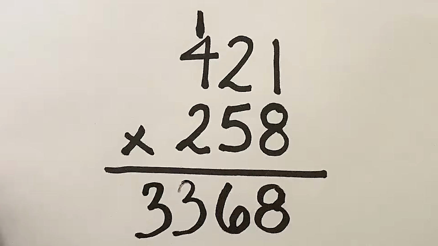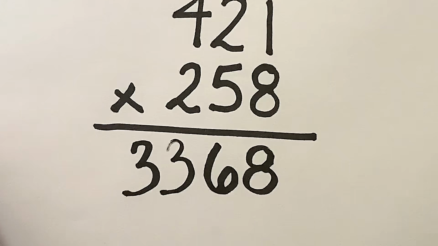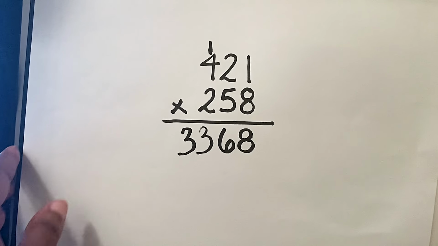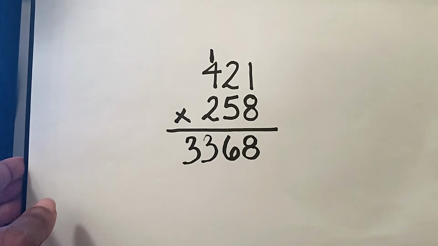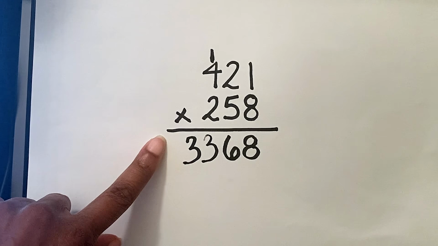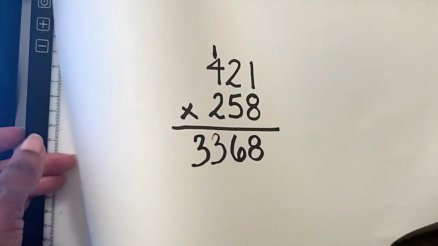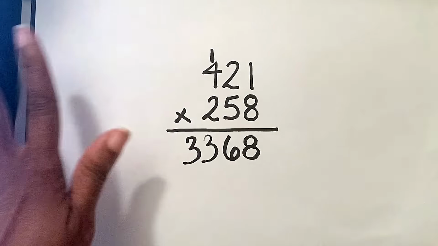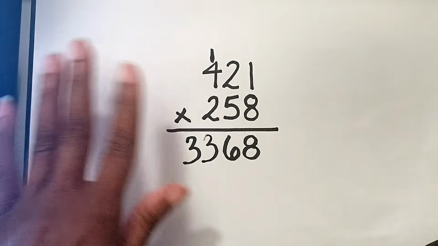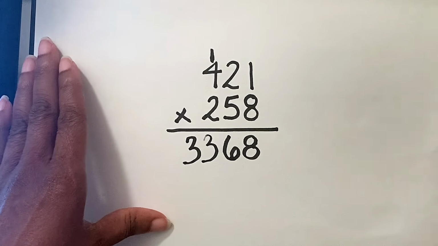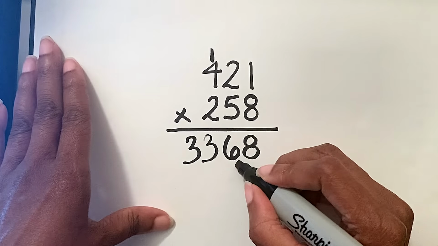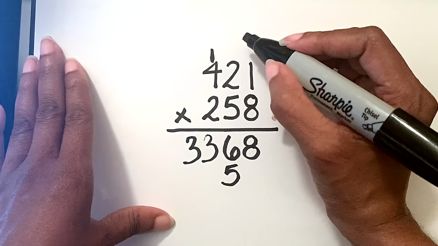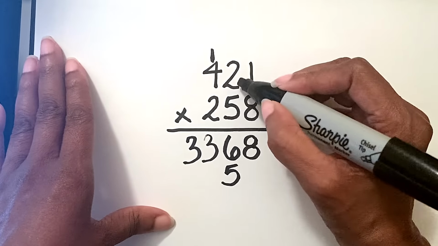Alrighty. Now we're not done yet because we still got to do the other. Okay. So we're not quite done yet, so we still gotta do some more work here. Okay. Alright. So we finished multiplying everything by 8. Now we're going to multiply everything by 5. Okay? So 1 times 5 is 5. Okay? And then 2 times 5 is 10.